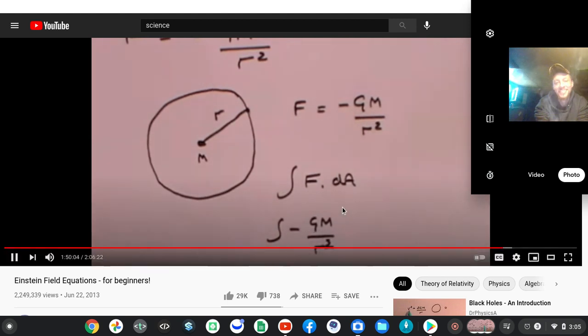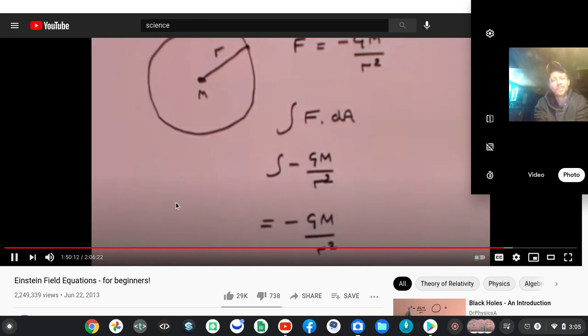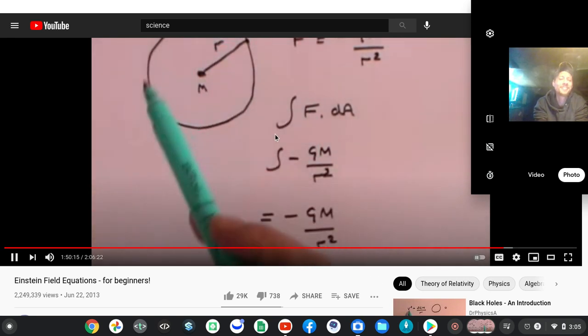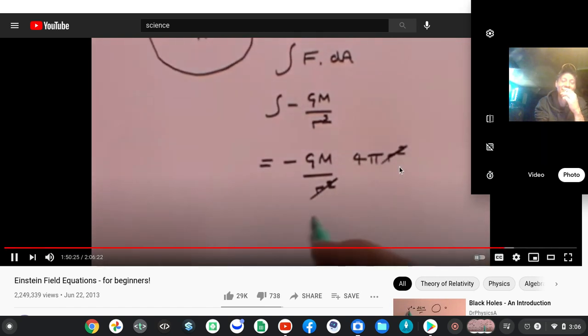Well, if you integrate that out, that of course is simply going to be equal to minus GM over r squared times the entire area of the surface of that sphere of radius r, which is 4 pi r squared. The r squareds cancel, and so you find that that reduces to minus GM times 4 pi.